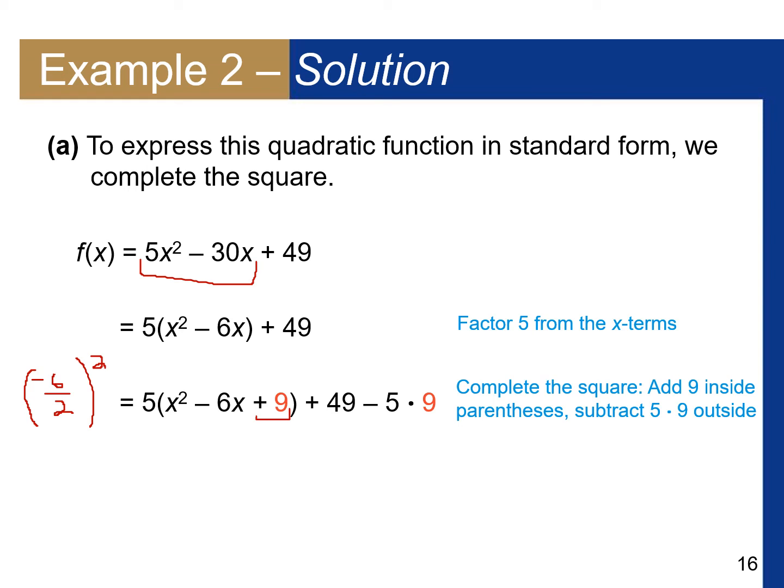Now this time, I'm adding 5 times 9, which is 45. So I have to also subtract 5 times 9, which is 45, because we're keeping it on the same side. So if we're taking it to both sides, we would add it to both sides, but we're keeping it on one side. So I have to add it over here, and then I subtract it here.